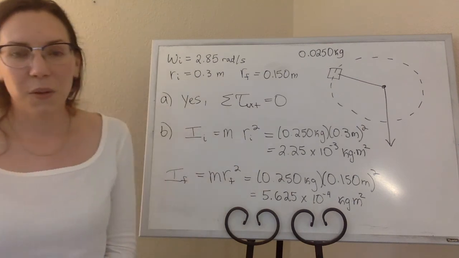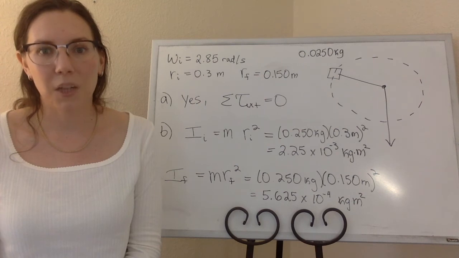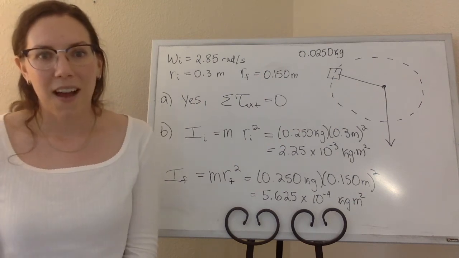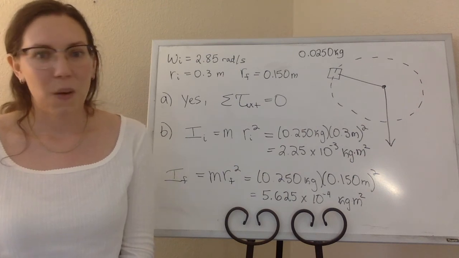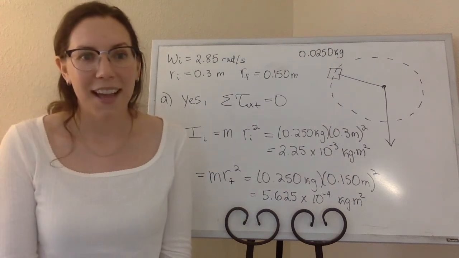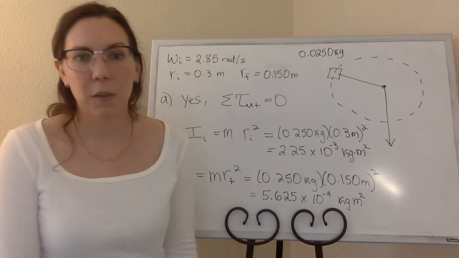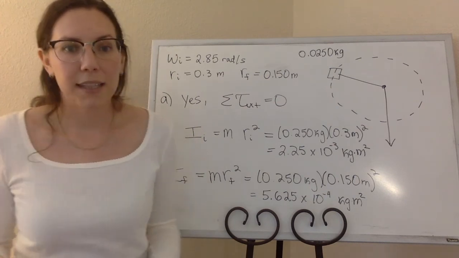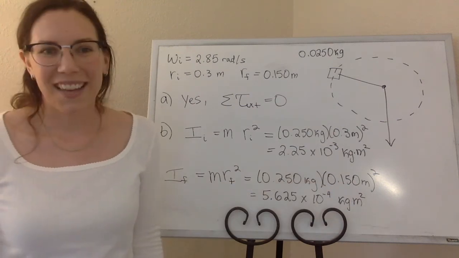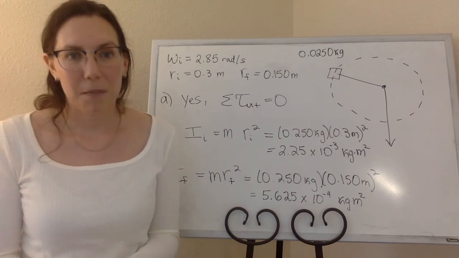All right, so in order to solve for part B, we're going to need to find the moment of inertia for the mass in each position. For this point mass, we can use I equals m r squared. Initially it's 0.0250 kilograms times 0.3 meters squared, and that gives 2.25 times 10 to the negative 3 kilogram meters squared. In the final case, it's m times r final squared, with r final 0.150 meters, and that gives 5.625 times 10 to the negative 4 kilogram meters squared.